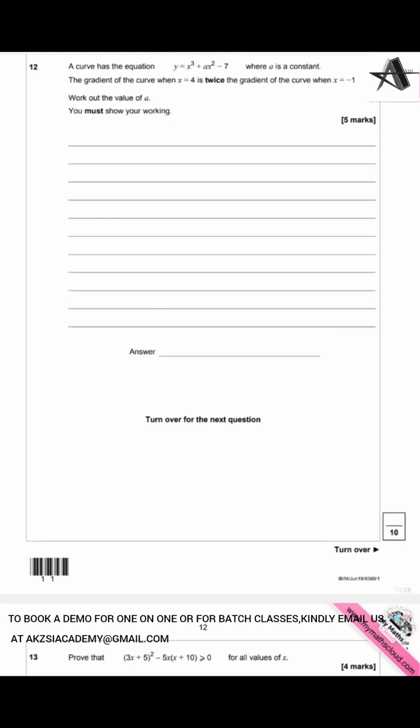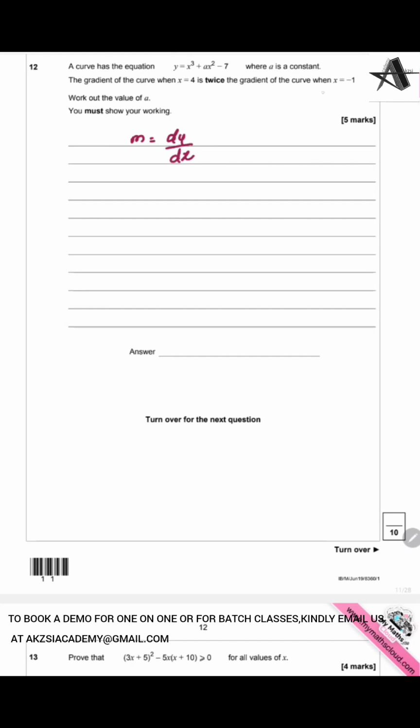To calculate the gradient, to know whether the function is increasing, decreasing, maxima, minima, these are part of calculus. That means you have to do differentiation. So to calculate the gradient is what? m, and m is also dy over dx.